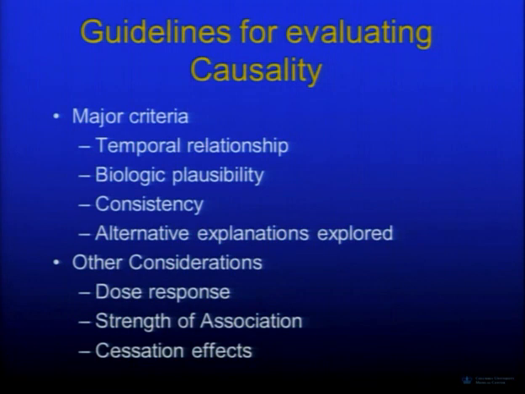Think about the guidelines for evaluating causality. What are the criteria we use? And I had given you this for your papers, thinking about the major criteria: temporal relationship, the exposure needs to precede the disease; biologic plausibility, it makes sense; consistency with other findings; and that you've thought about alternate explanations, including confounding and bias or anything that could have made the association occur. You don't always need, but they help if you think about dose response or the strength of the association, or if it's something where you can remove the effect and see what happened.